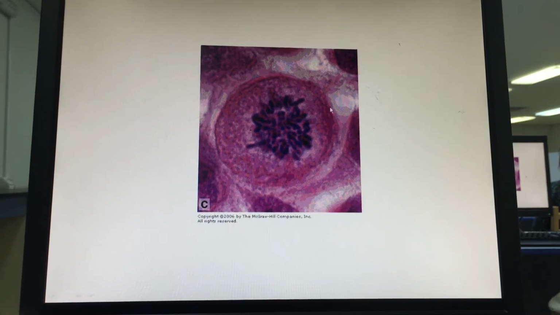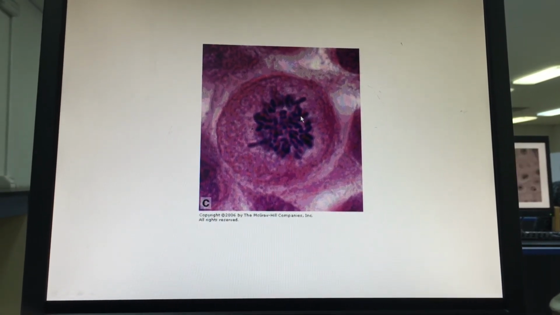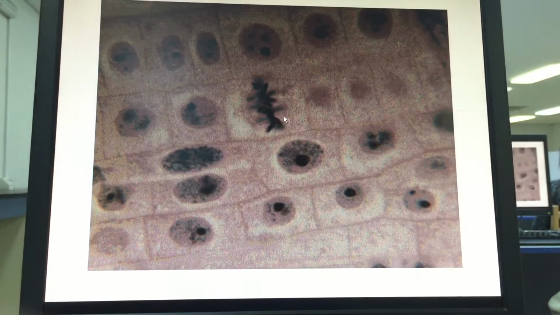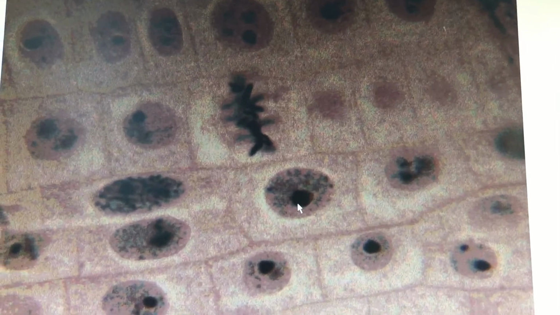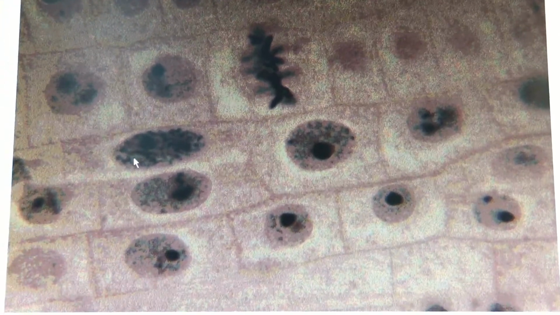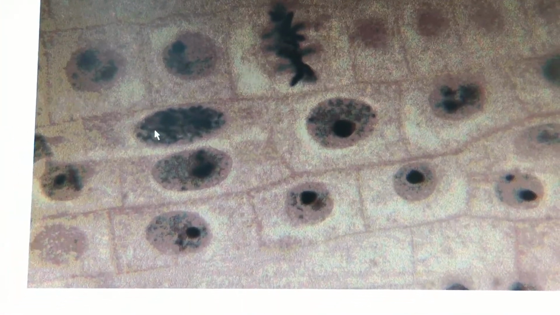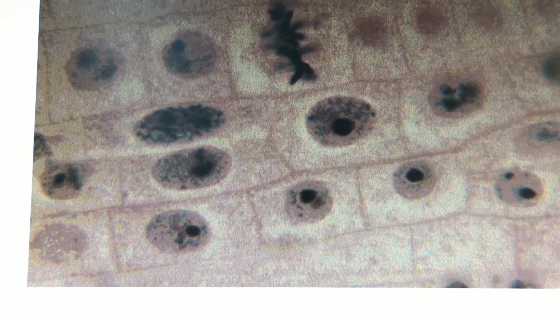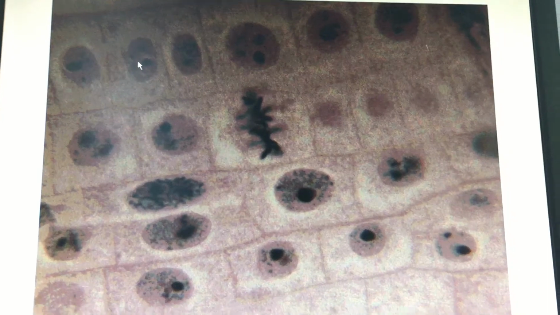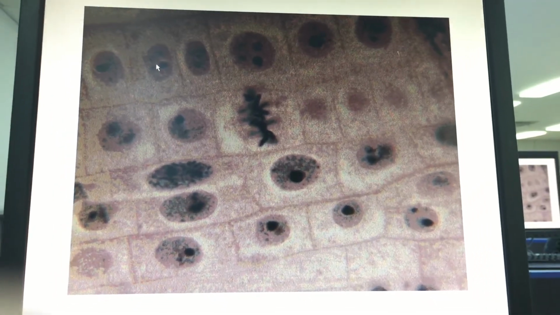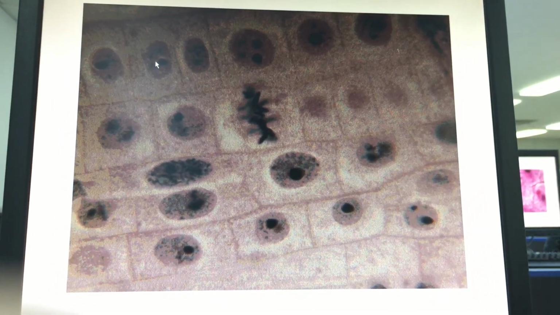Also prophase in an animal cell. Once again, plant cells here. What about this one? What stage? Metaphase. What about this one? Prophase, right? And the other cells, interphase, non-dividing. They still have a pale nucleus, pale chromatin, non-dividing cells in the interphase stage.